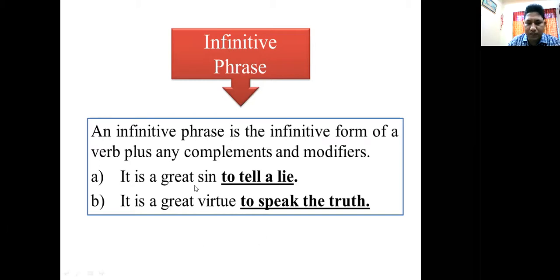You see, there are two examples here. It's a great sin to tell a lie. It's a great virtue to speak the truth. Have a look, to tell is infinitive. But when we say to tell a lie, it is infinitive phrase. To speak is infinitive, no doubt. But when we say to speak the truth, it becomes infinitive phrase. So you see, to tell a lie, to speak the truth, these are the examples of infinitive phrase. I repeat, infinitive means to plus verb, but when we call it infinitive phrase, it will be to plus verb plus other words.